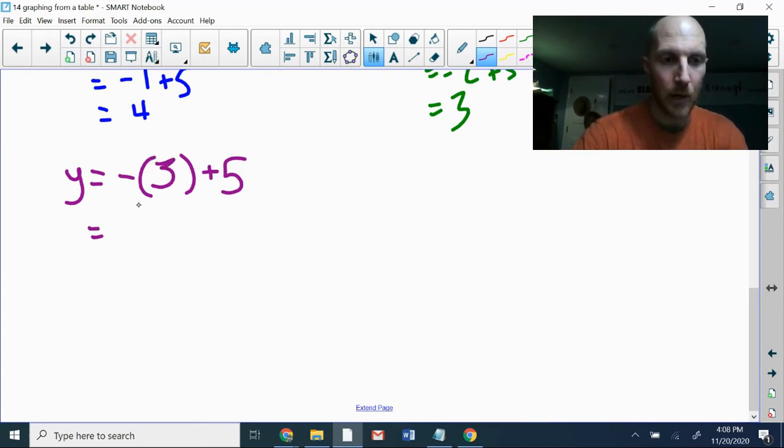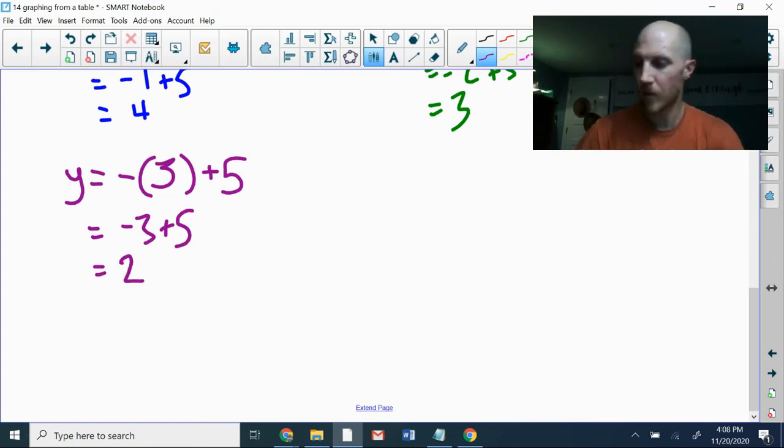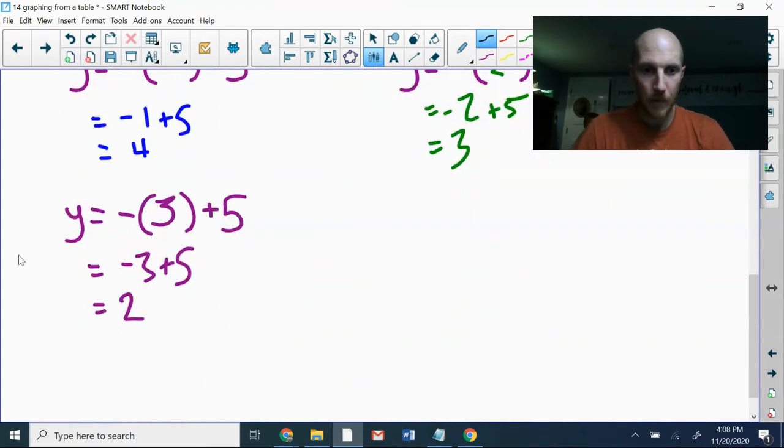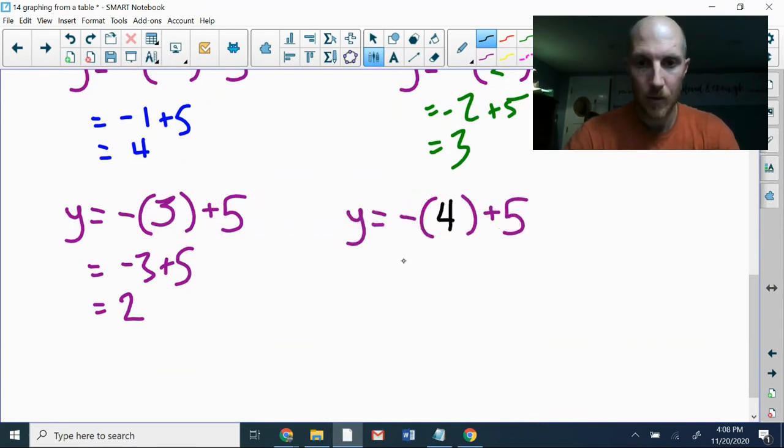So we're at -3, and then I have to add 5. So that's going to give me an output of 2. Over 3, up 2. And then my last one, 4. That's going to give me -4, and then I have to add 5, so it's going to give me an output of 1.